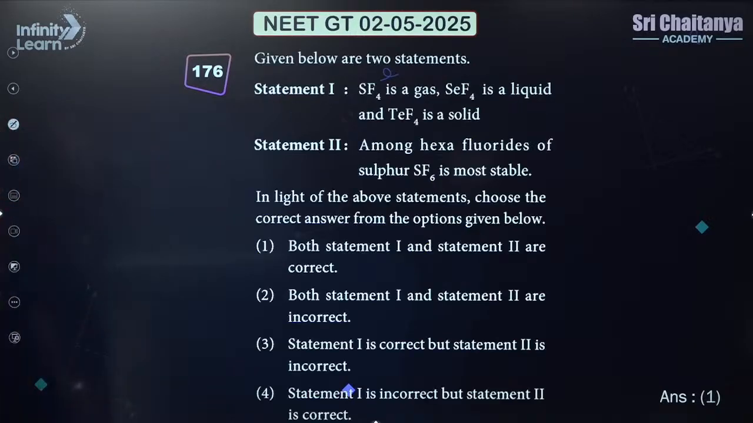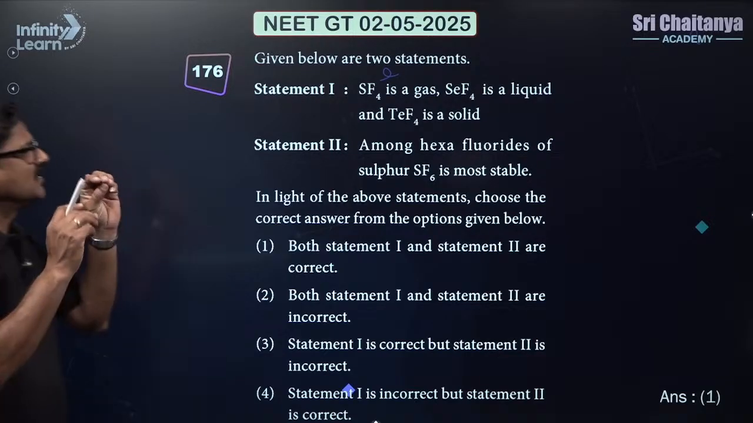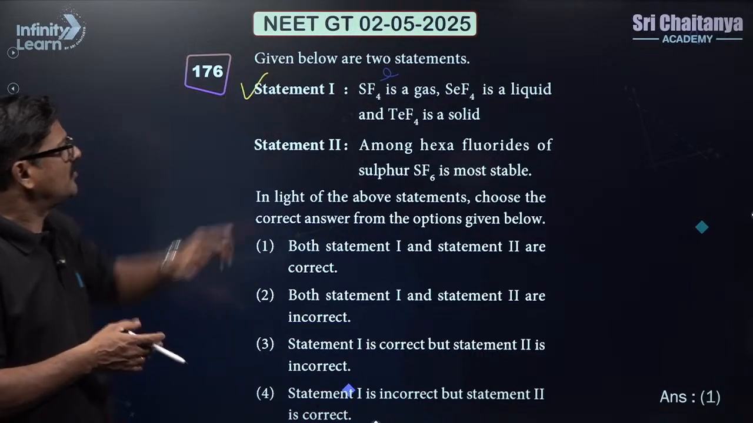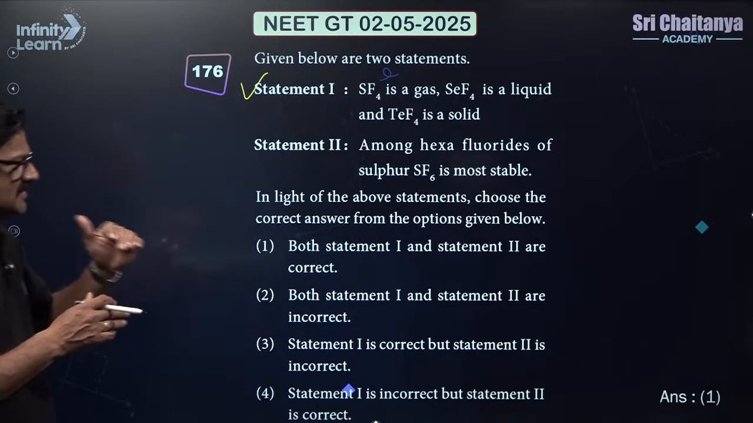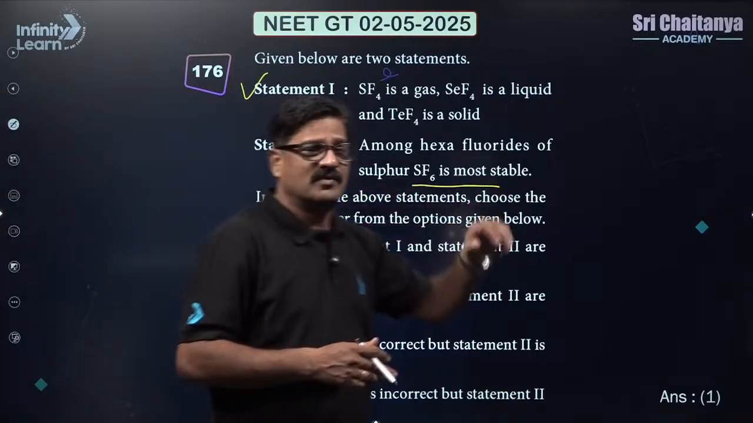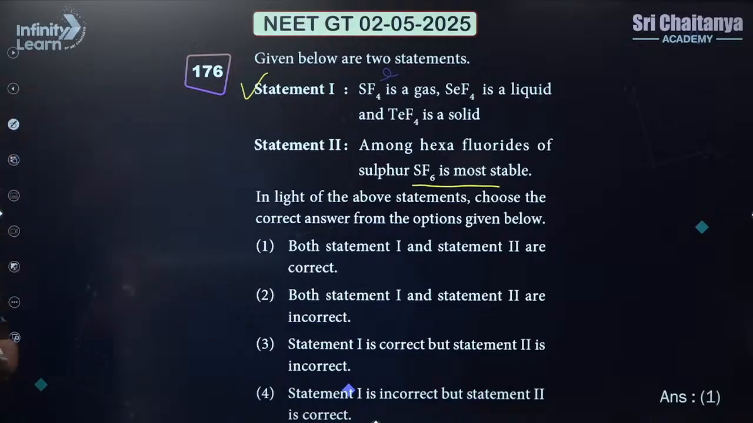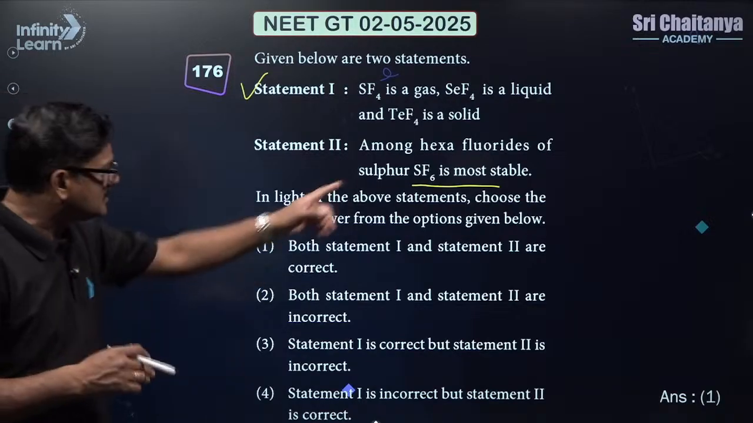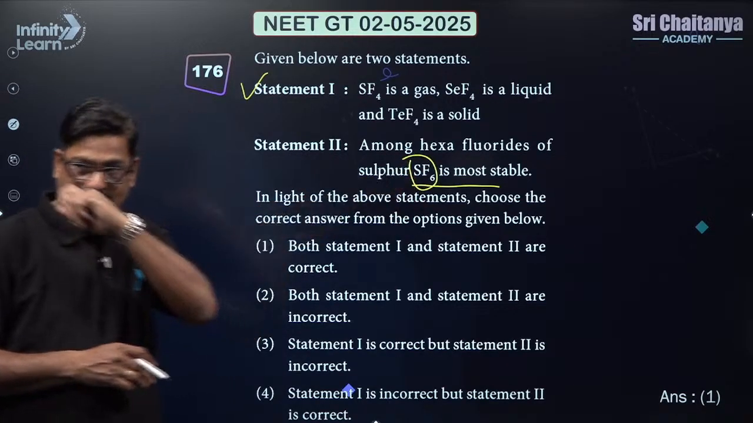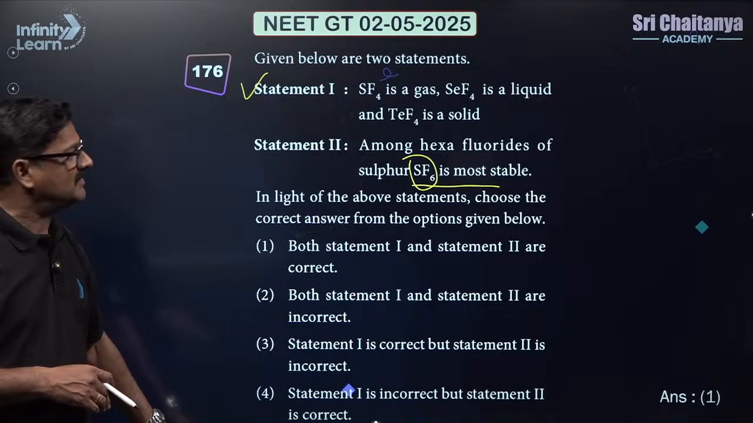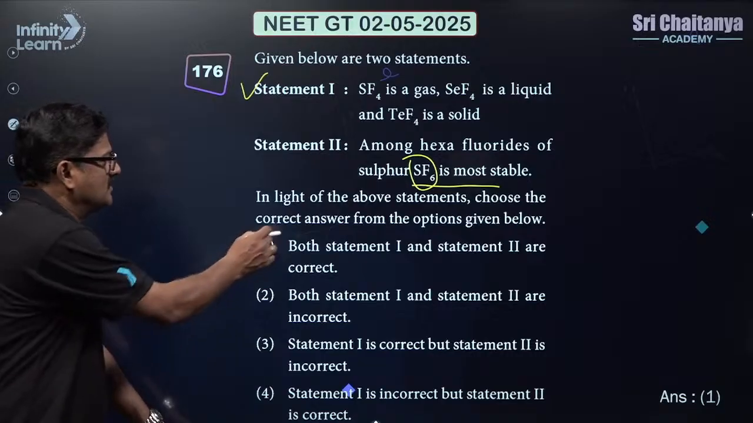Wonderful. One more question. SF6 is a gas, SeF4 is a liquid, and TeF4 is a solid. Sulfur halides of group 16. Yes, it is true. Among hexafluorides of sulfur, SF6 is the most stable because of its symmetrical octahedral structure. So both statements are correct. It is highly stable. Understand? And the dipole moment is 0 for this as well. So answer 1 is the correct answer.